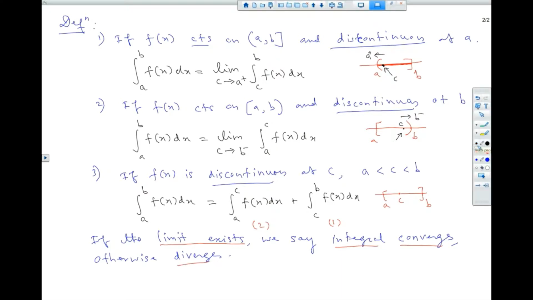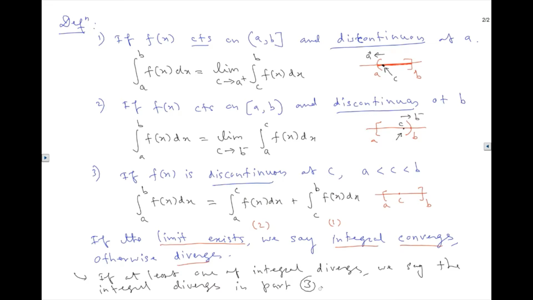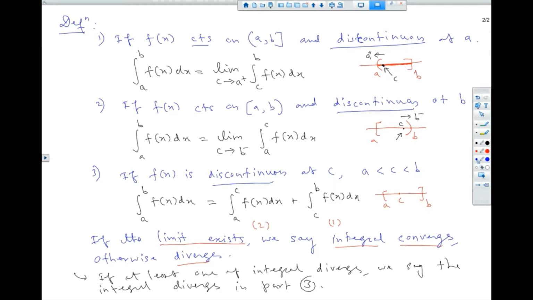And then what happens in the last case, if at least one integral diverges, we say the integral diverges in part 3. Okay, so part 3 is different. There are two integrals. We check whether at least one of them diverges. If at least one of them diverges, we say the whole integral diverges. So now let's look at several examples and see how it goes.